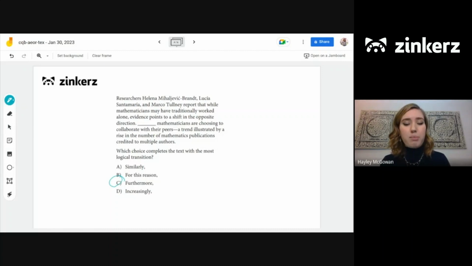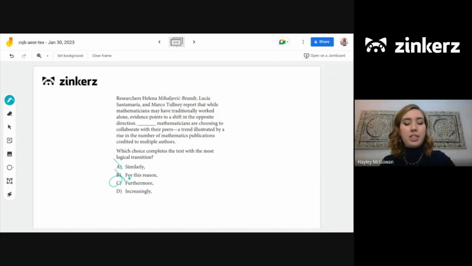Looking at our other options though, just to make sure we got this question right, we think about A, similarly. It's not similar. It's providing an example and elaboration, not providing a similarity. So that gets rid of A. For this reason indicates that there's some sort of cause and effect that we're talking about, which is also not what we're talking about here.